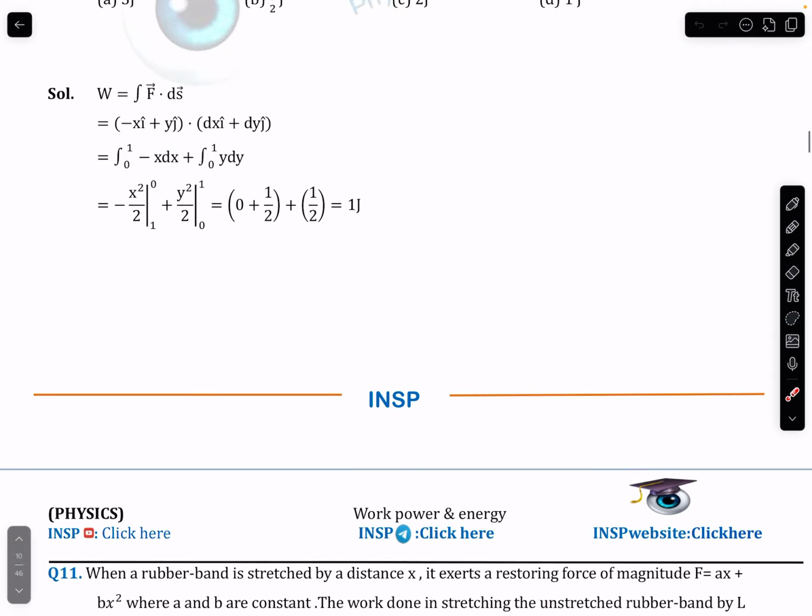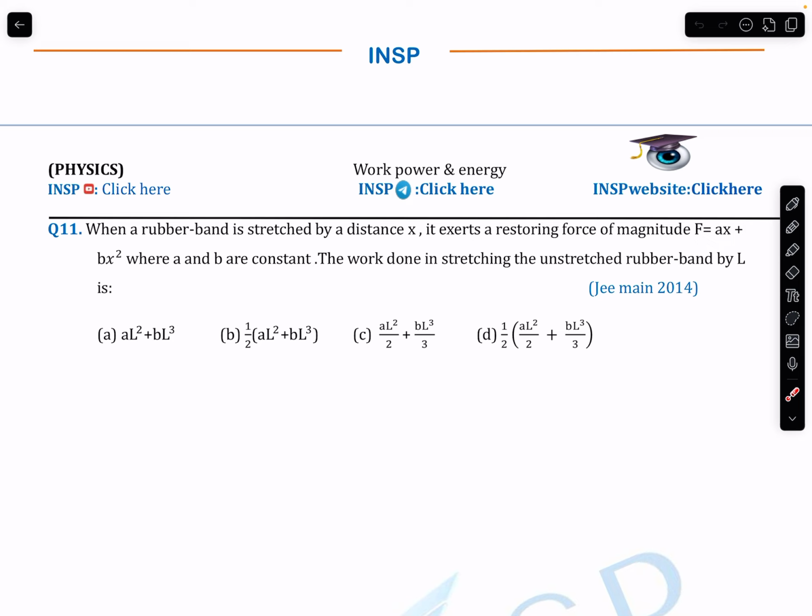All right. Similarly, another JEE Main problem. When a rubber band is stretched by distance x, it exerts a restoring force of magnitude F equal to ax plus bx square, where a and b are constants. The work done in stretching the unstretched rubber band by L. Okay, so we only have to do the integral of F dx. So ax dx plus bx square dx, and if we integrate this from 0 to L, we'll get aL square by 2 plus bL cube by 3. I think this should be the answer.